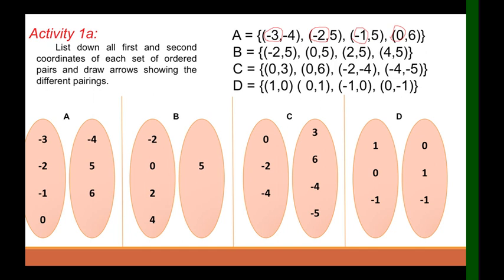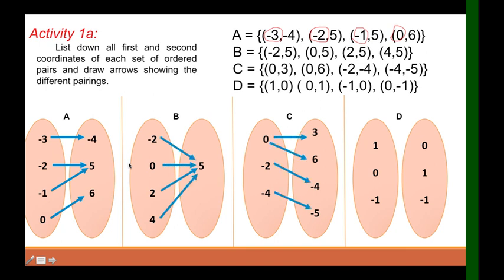After that, the instruction is to draw an arrow showing the different pairings. So for -3, its partner is -4. For -2, its partner here is 5. -1, 5. And 0, 6. So for letter B, everything goes to 5. For letter C, we have 0, 3, 0, 6, -2, -4, and -4, -5. And for letter D, we have 1, 0, 0, 1, 0, -1, and -1, 0.